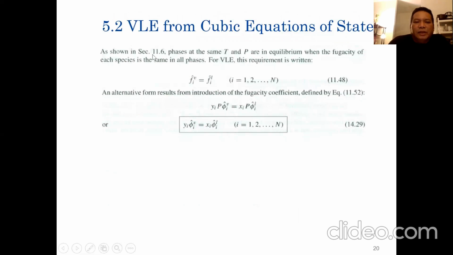In the previous section also, we know that the fugacity of the vapor should equal the fugacity of the liquid here. So that's an alternative form. We can rewrite it into this: y1 P phi 1 v, the fugacity coefficient, equal to x1, this is the liquid fraction, P, and the fugacity coefficient in the liquid form, or this equation here.